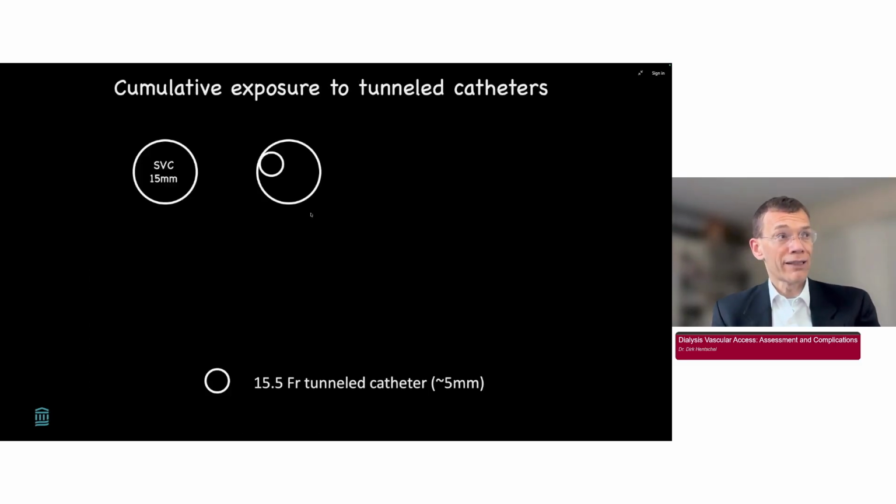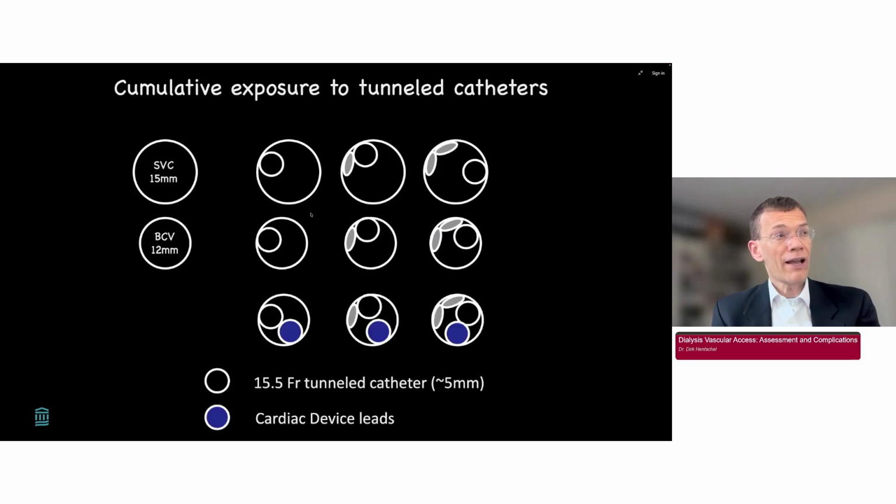Cumulative exposure to tunneled catheters will over time narrow down the vein lumen, and if you have a cardiac rhythm device in there, it will further compound the narrowness and then predispose to central vein stenosis, both on the left and on the right.